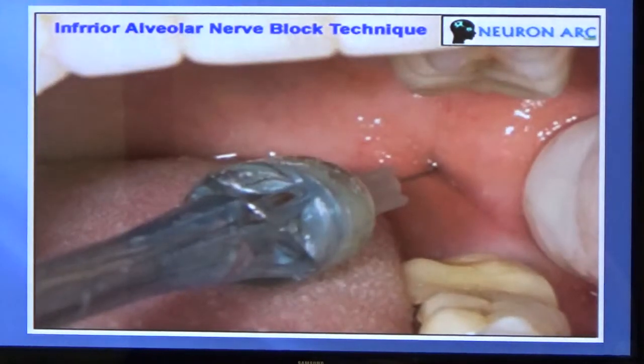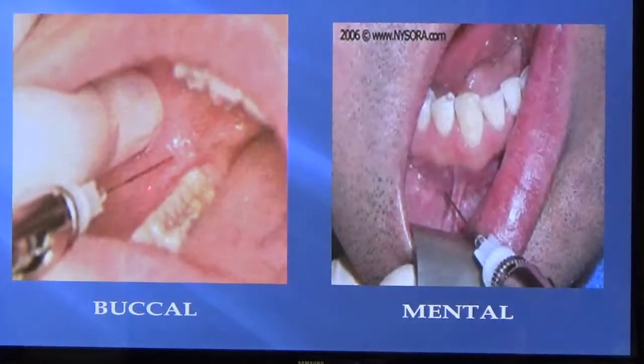Okay, and that's what it looks like in the mouth. Here's the thumb, and so you're going right in that little crevice right back there. Try to split your thumbs. Here's the buccal. Just buccal to the most distal tooth. You just go down till you hit the bone and inject a little bit. And here's the mental, between the two premolars on the bottom.